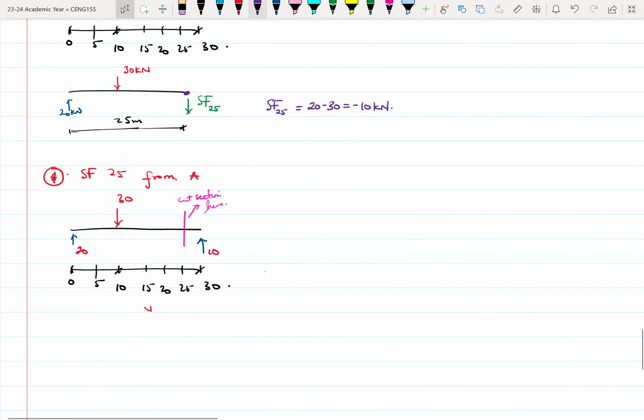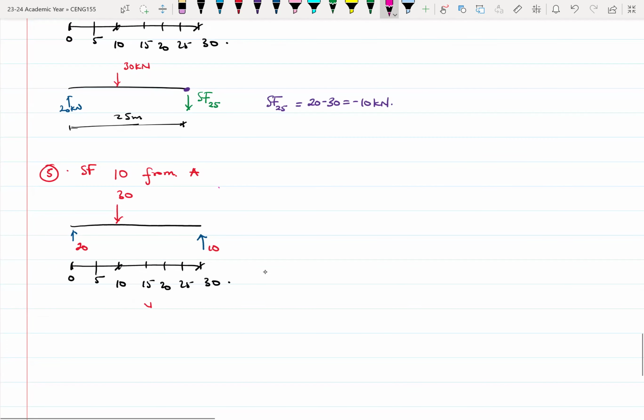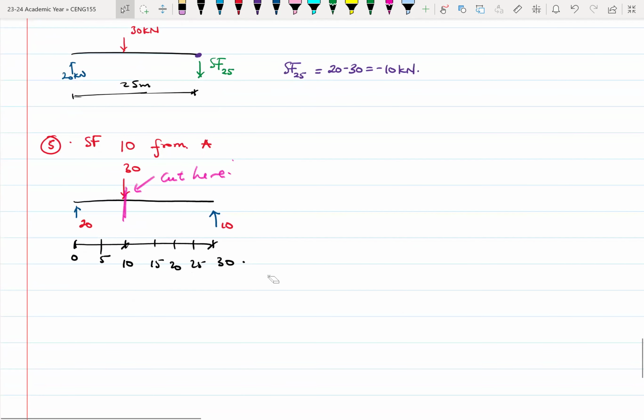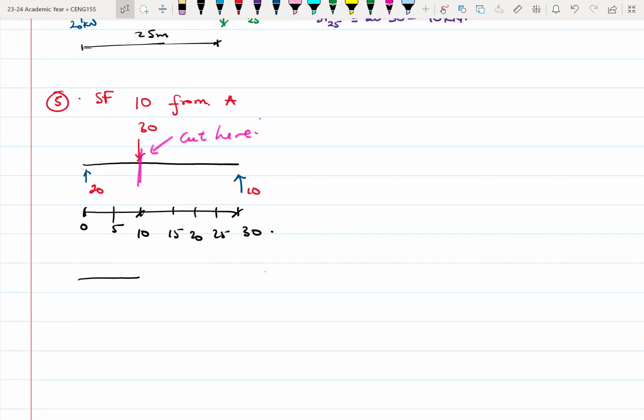Okay, so here is where things take a slight turn. This is 5 or maybe 6. 10 meters from A. So 10 meters from A is exactly where our load is acting, that same point. So we want to cut here. Okay. So what happens? So I take this. Okay. So here's my 20.